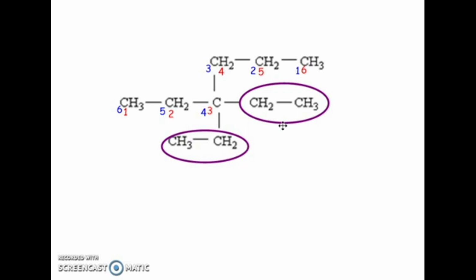Again, there are 2 groups, so it's going to be di. Each one of those I need to have the number with. Even though the number is the same for both, I do need to have 2 numbers. So this is going to be 3,3, coming off of carbon 3 and coming off of carbon 3. Di, because there are 2 of the same substituent. Each of those groups has 2 carbons in the chain. The prefix for 2 carbons is eth, so 3,3-diethyl. And then again, there are 6 in the longest chain, so that would be hexane.